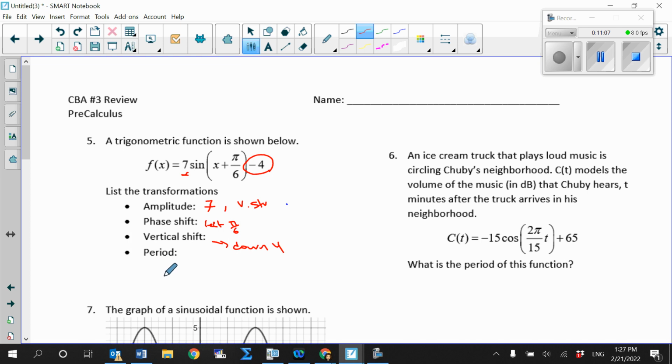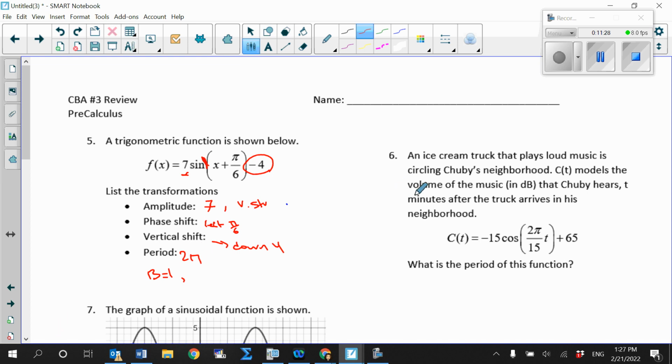The period of the function comes from the number that we multiply by the angle. And here, basically, we don't have anything. It's just a 1 here. So the b value is 1. That means the period is not going to change. It's going to be the same as the parent function, which is 2 pi.